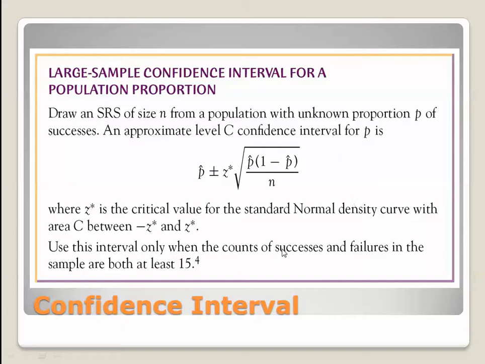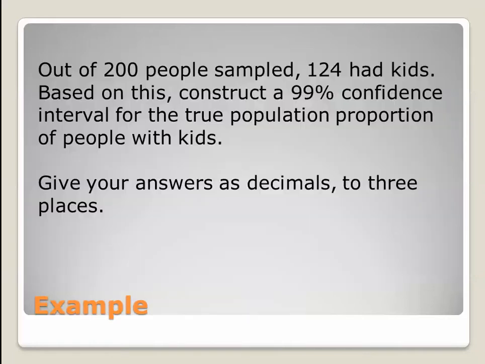Now, only use this when successes and failures, and by successes and failures, we just mean the yeses and nos, each thing that could happen, you have at least 15 of each. Otherwise, you're not going to get the right information out of this. So that is your big criteria, along with the fact that you've done a simple random sample. So here's an example. Again, I want you to read this carefully, do the work of constructing this interval, and then go to the next slide. So pause the video while you do that, and then go to the next slide to check your answer.